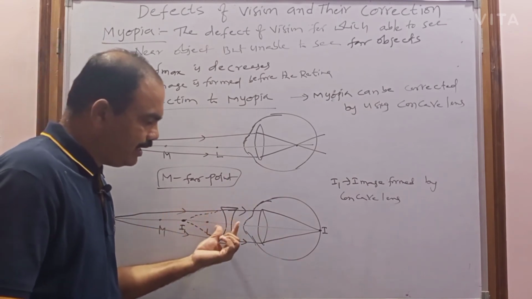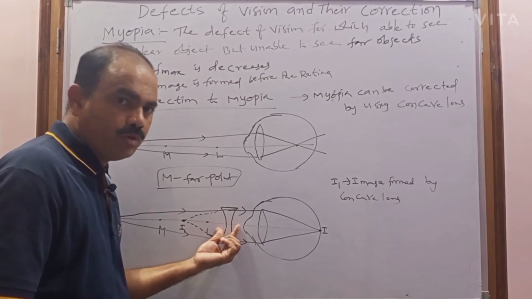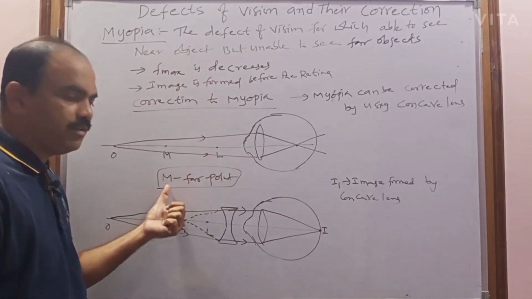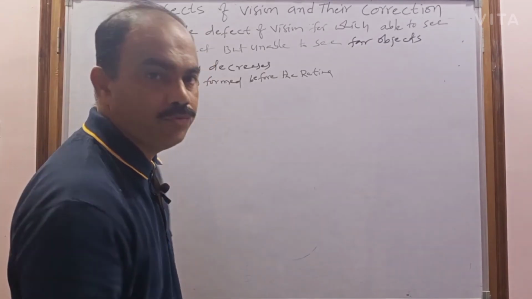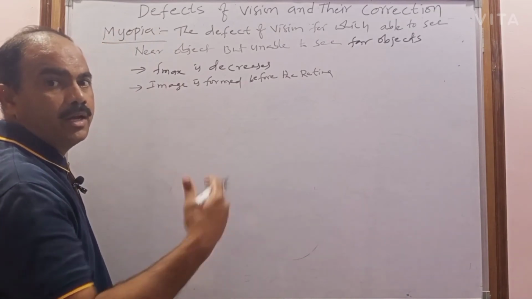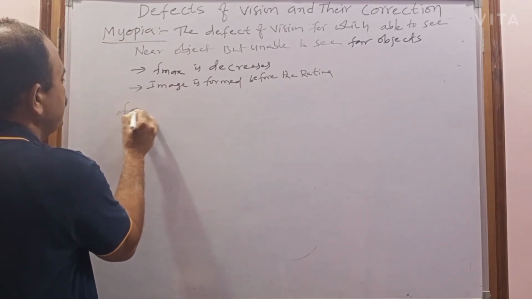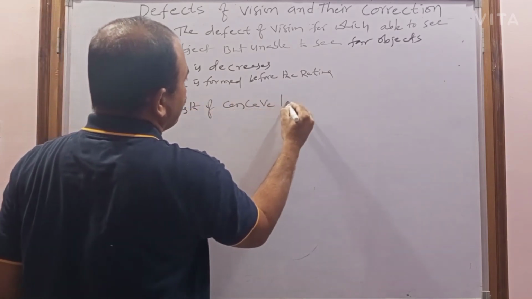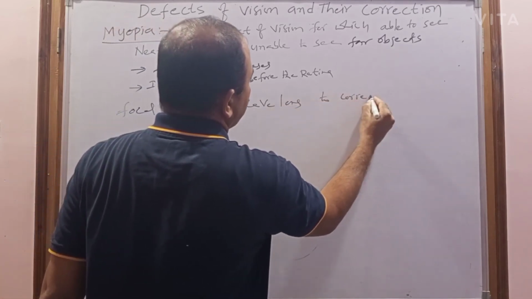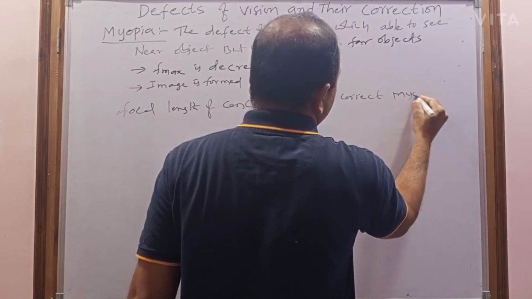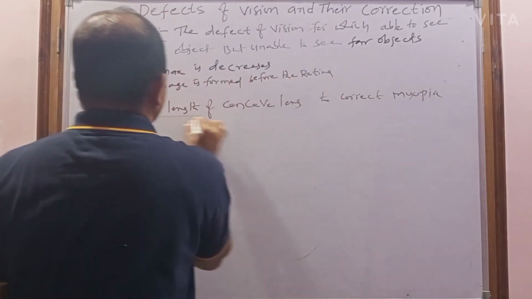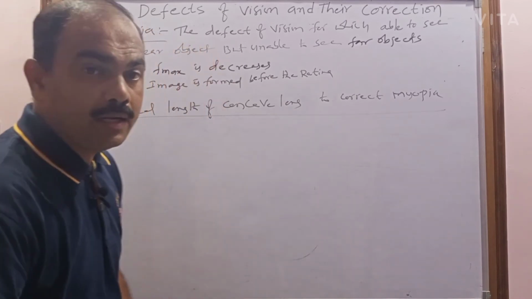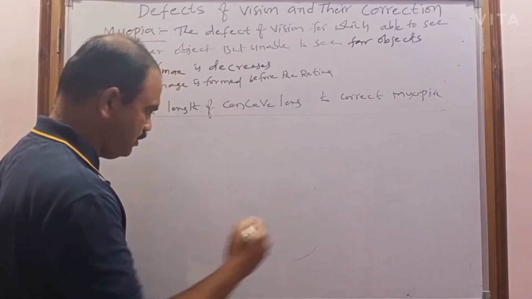So how much focal length of the concave lens can be used to correct the myopia? If the person has the far point distance M, now I am going to find the focal length of that concave lens to correct myopia. What is that focal length? That depends upon the far point. Now I am going to explain.